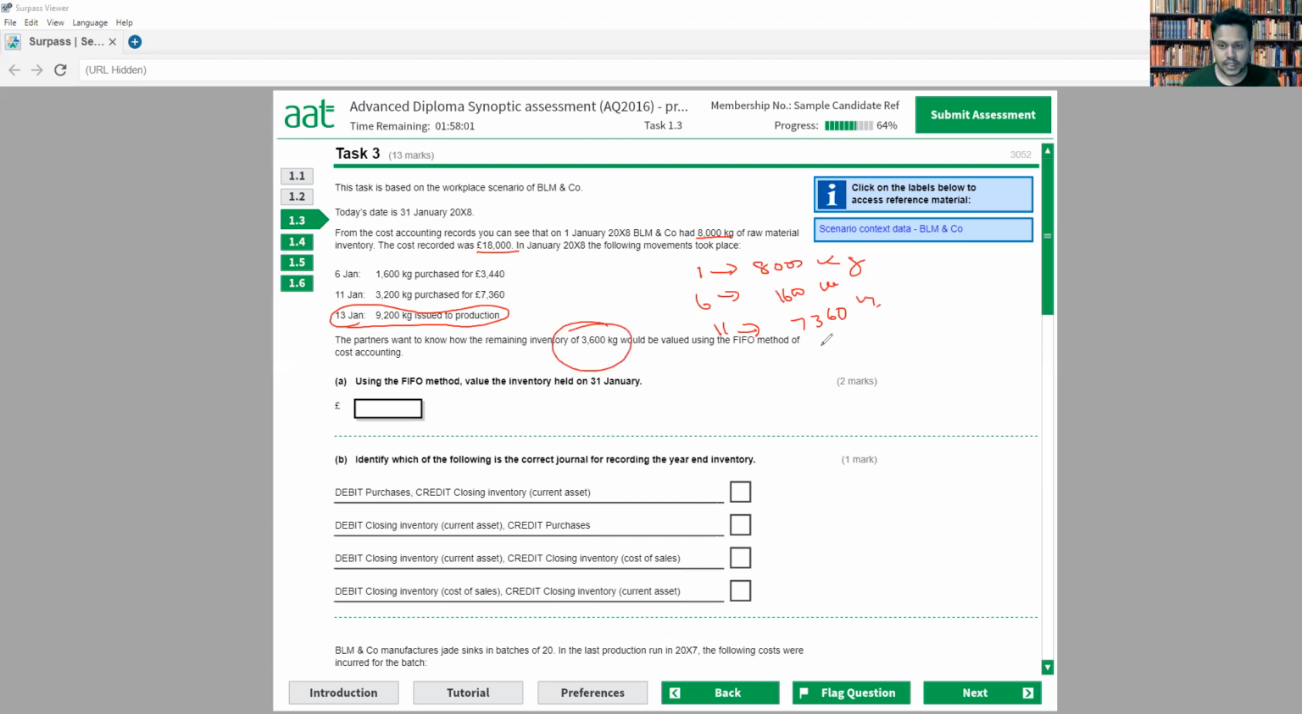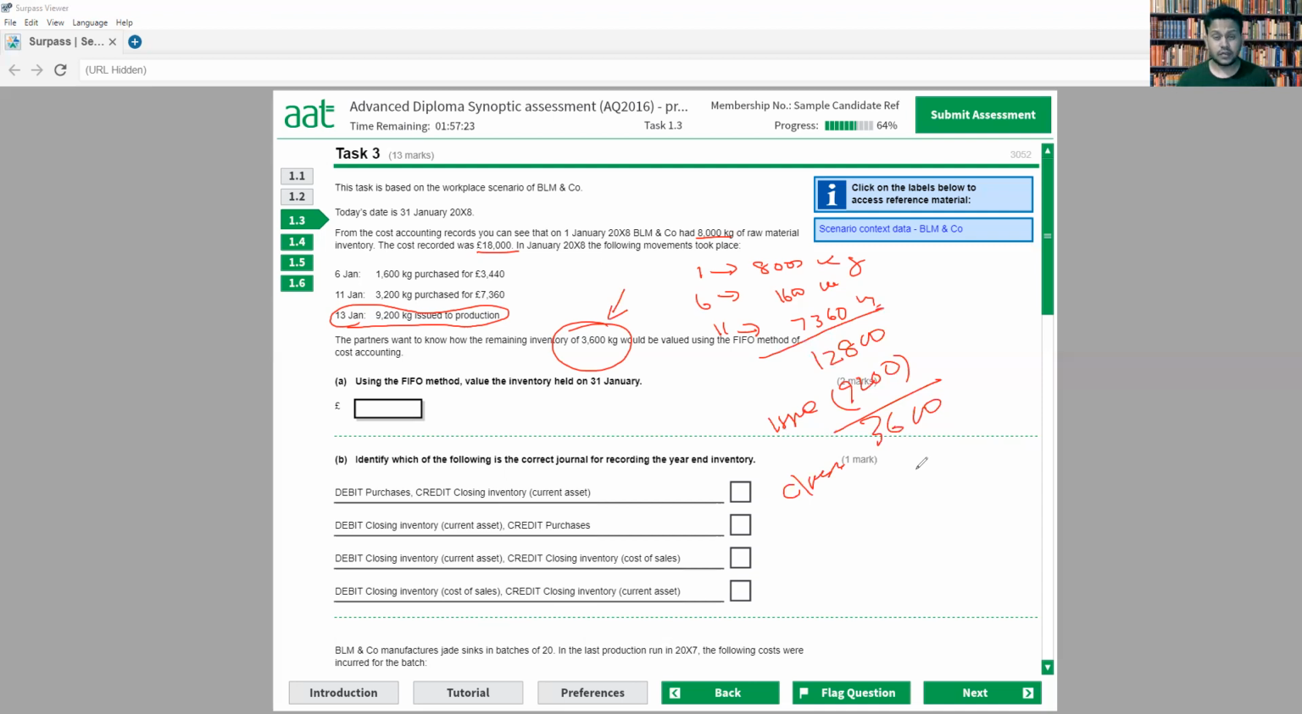That's fine. So let's try to check, is it correct or not? We had 8,000 at the beginning, plus 1,600 kilos we bought. Then we bought again 3,200 kilos. That gives me a total of 12,800 kilos. And from there we issued 9,200 kilos. So minus that, what is left in my inventory? 3,600. That's correct. So 3,600 we have in stock. That's my closing inventory left.